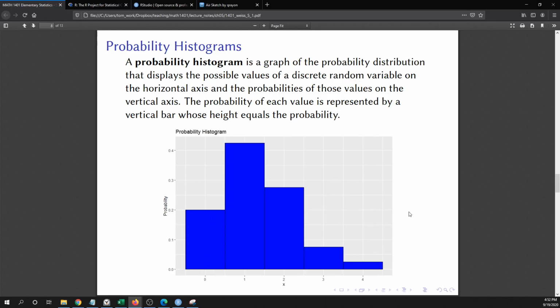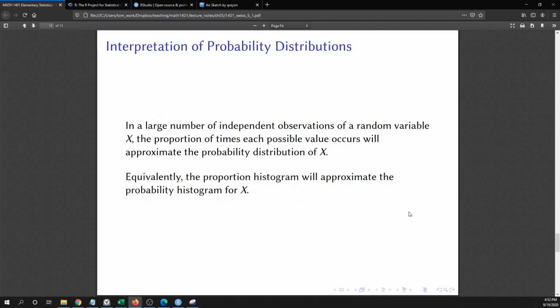But as it says here, the more that you repeat these experiments, the proportion, the number of times you get a value divided by the total number of repetitions, will get closer and closer to the probability distribution of X. So that proportion histogram, if you drew that out, will approximate the probability histogram.